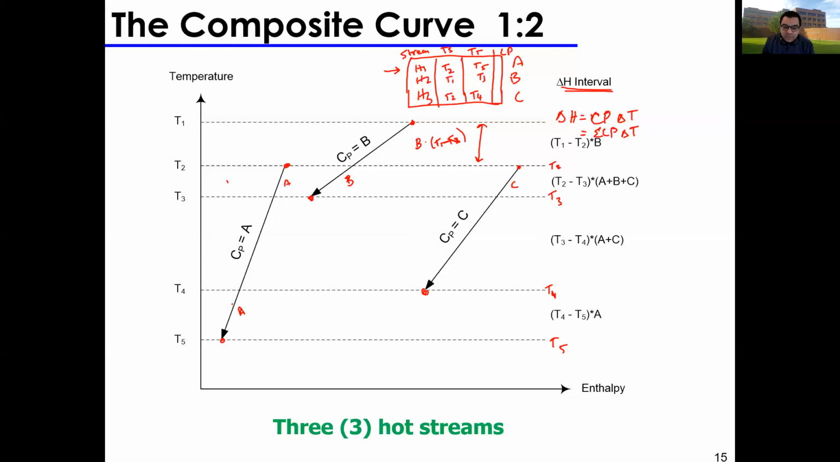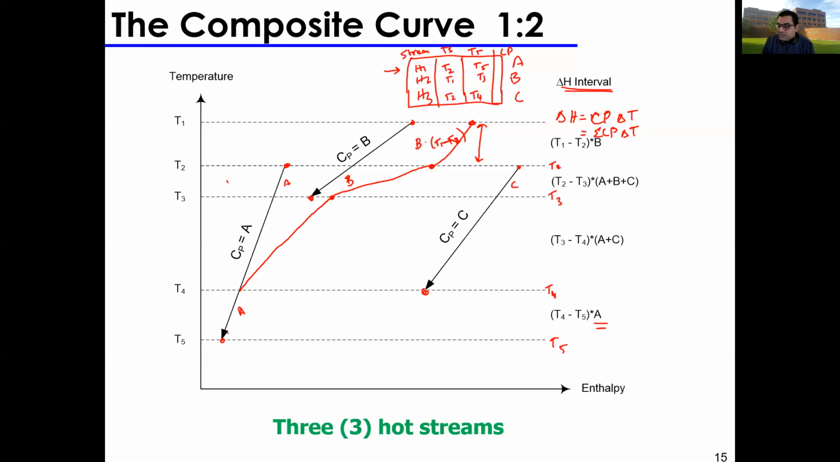So in this interval, the slope is A. So I just draw a line from here to T4 with a slope of A, and then from T4 to T3, the slope is A plus C. So I need to draw a second line in this case with a slope of A plus C, right, to this interval. And then between T3 and T2, the slope is A plus B plus C. So I need to draw a line with a slope of A plus B plus C up until T2. And then finally, after T2, the slope is only B. So I draw a line with a slope of B all the way to T1, right?